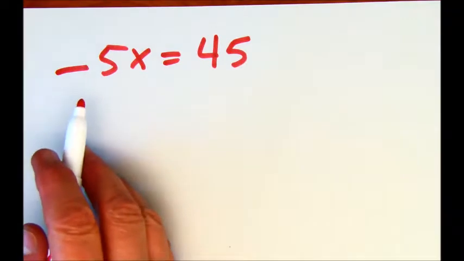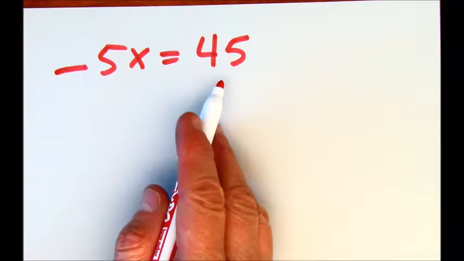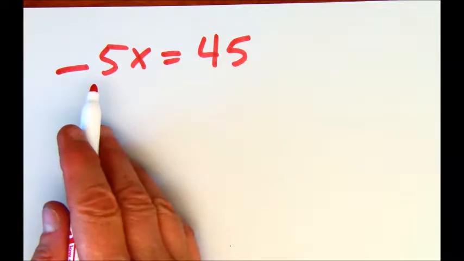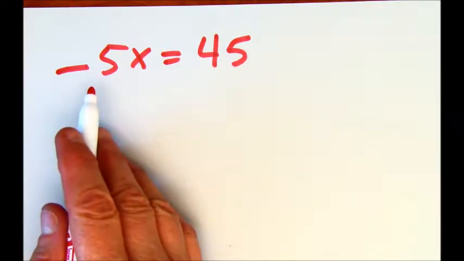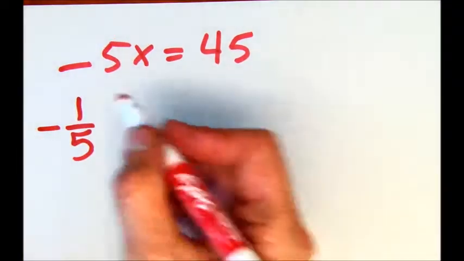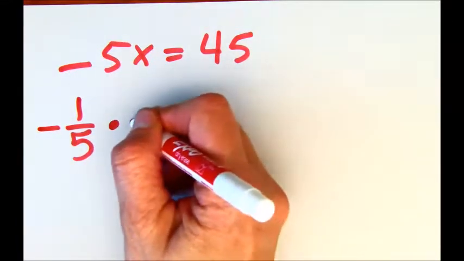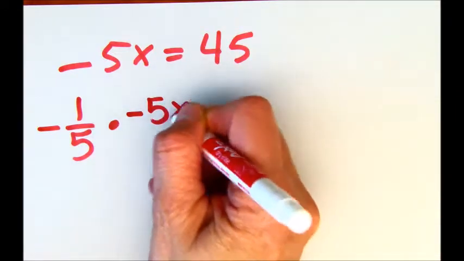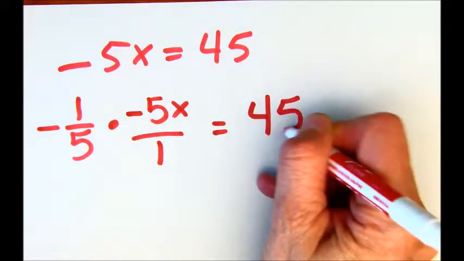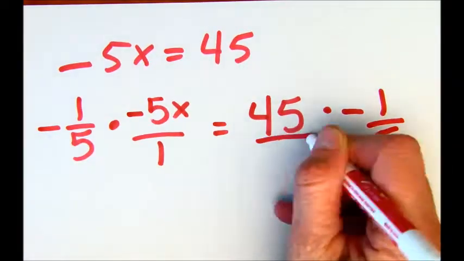This problem is very similar to the last one. We've got a number times a variable equals another number. In that other case, we multiplied by the inverse, so we're going to do the same thing here. We're going to multiply by the inverse of negative 5, and that will be negative 1/5. So we're going to multiply that to negative 5x. I'm going to write that as a fraction, negative 5x over 1, and then have my 45 times negative 1/5. I'll put a 1 under there.